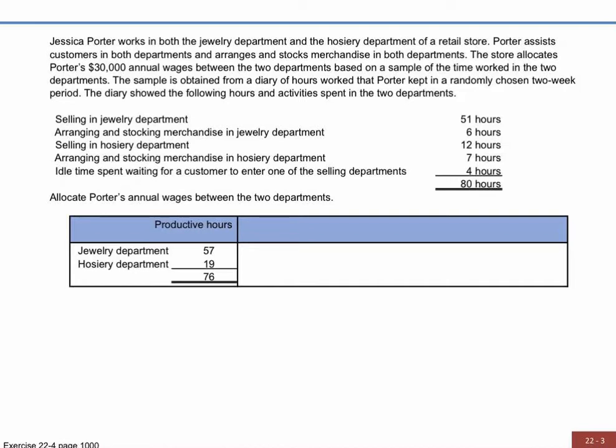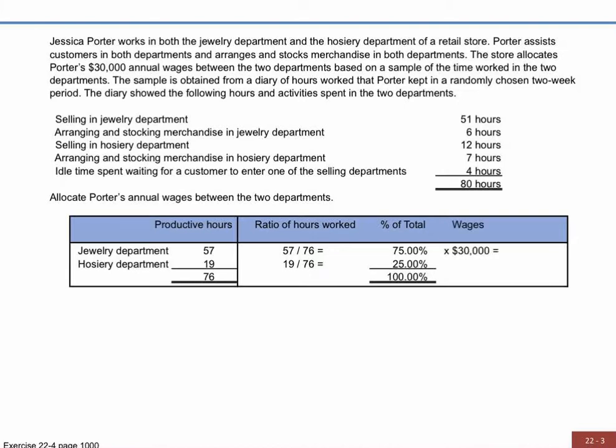And we use that to find the ratio that she worked for each of those departments. So for example, in jewelry, she worked 57 of the 76 hours, or 75%. And for hosiery, 19 of the 76 hours, for a total of 25%. Once we know the percentage of her time that was spent with each department for those productive hours, we're going to multiply that percentage times the wage.